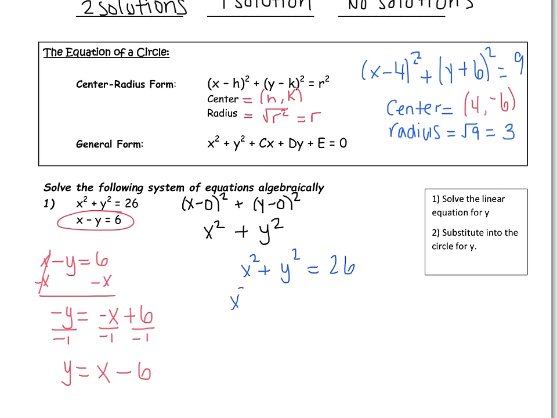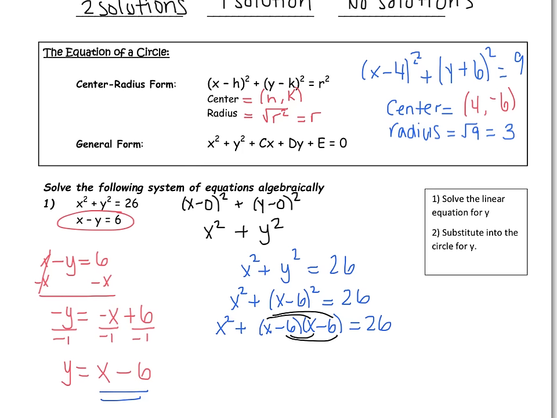So x squared plus y. Alright, well here's the y that I can substitute. So x squared plus (x minus 6) squared equals 26. So now I just have some algebra. So leave the x squared, write the x minus 6 twice, and now let's double distribute. So we'll take this into this into this.